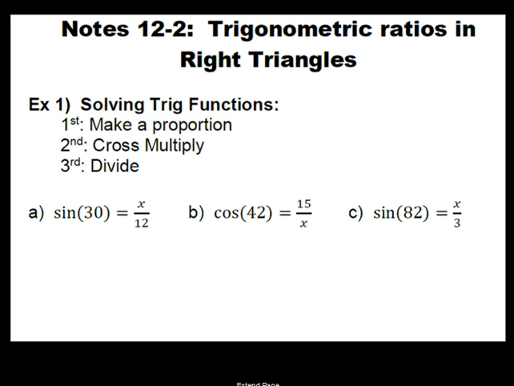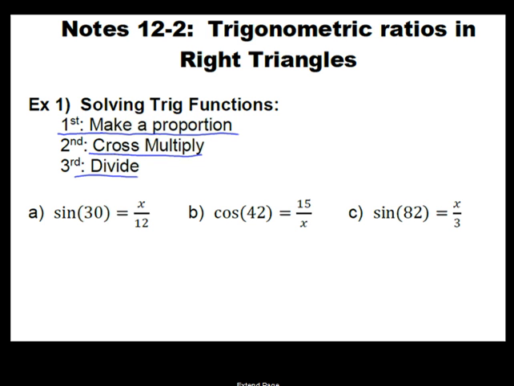Today we're looking at trigonometric ratios and right triangles. So here's how we're going to go about solving these things. To solve our trigonometric ratios, first thing we're going to do is make ourselves a proportion. Here it says we're going to cross multiply. Basically we're going to solve our proportion, and we'll have to do some dividing here.